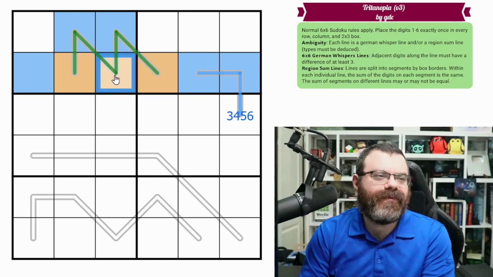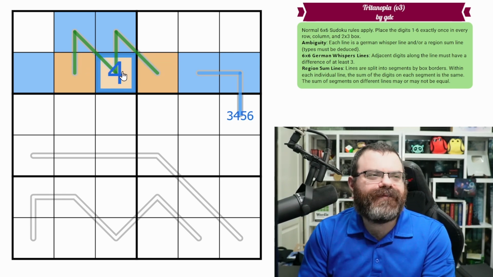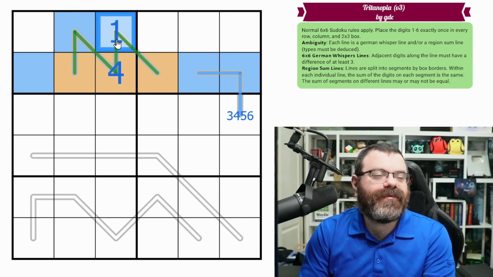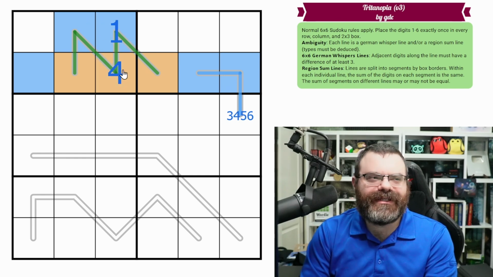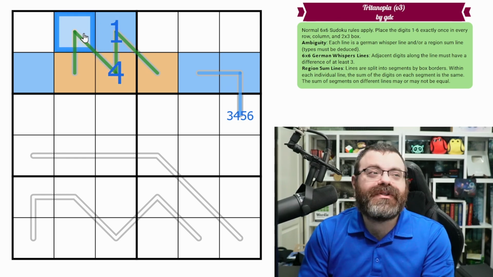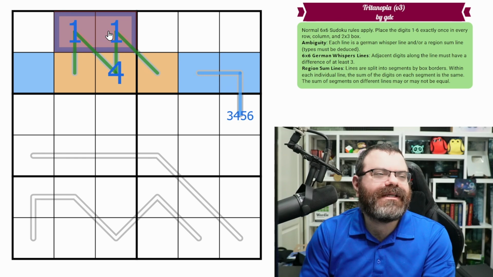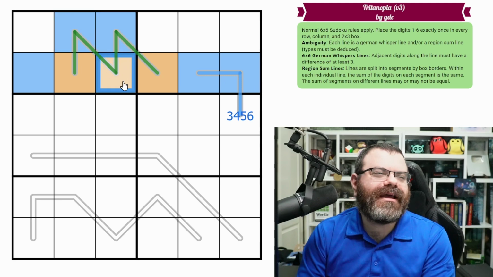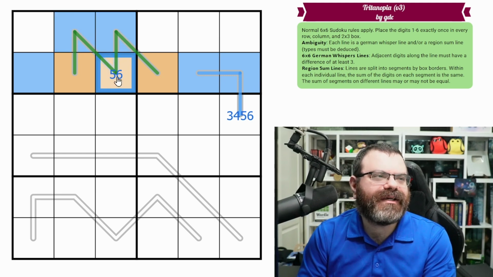So specifically, let's talk about a 4 here first. If this was a 4, what can 4 go next to? And the answer is only 1. So this would be forced to be a 1 because it's next to the 4 on the German whisper line. We have to have a difference of at least 3. But this cell here would also be forced to be a 1. And because these two cells are in the same row and the same box, they can't both be 1. And so we're not actually allowed to put a 4 here. So this is only 5, 6.